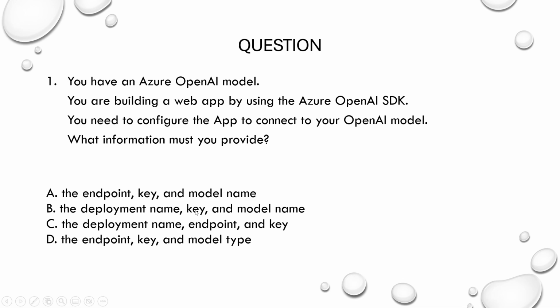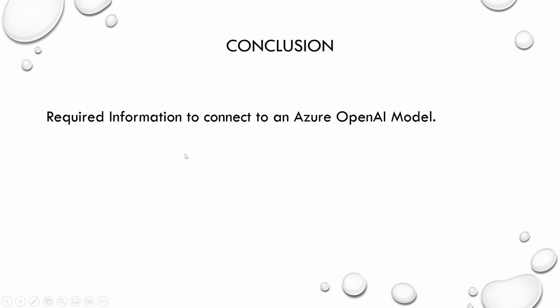So is it deployment name, key and model name? No. Is it the deployment name, endpoint and key? Yes, indeed. The answer is option C. We have to pass the deployment name, endpoint and key to the OpenAI SDK so that it can connect to our OpenAI model. So what did we learn from this video? We learned the required information for our OpenAI SDK to connect to our OpenAI model. We have to pass the deployment name, endpoint and the API key.